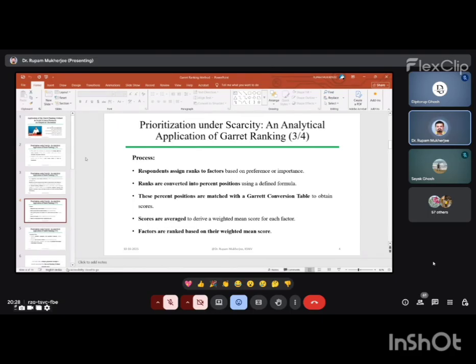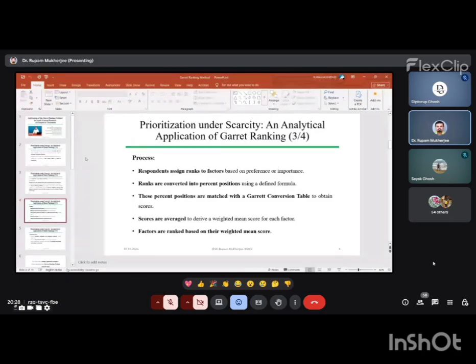Here, how many ranks are we talking about? Say 5 or 6 factors are there, and suppose I have told you to rank them according to your order of preference. So if there are 5 factors, there will be 5 ranks: first, second, third, fourth, fifth. And for each rank, what should be the percent position? At first, we should calculate that. And then for that percent position, what should be the corresponding Garrett score? That should be calculated by using a Garrett table. I will show you how to do it.